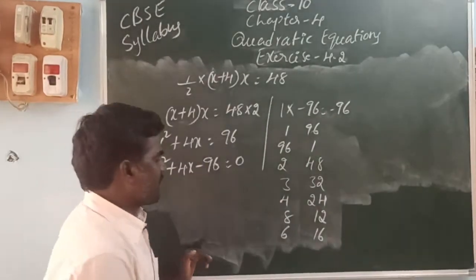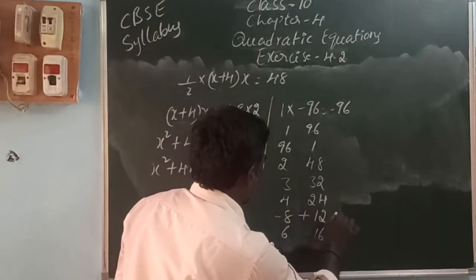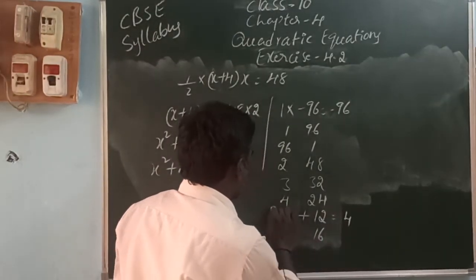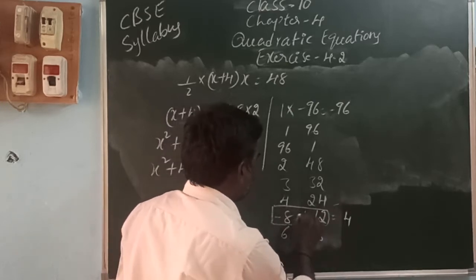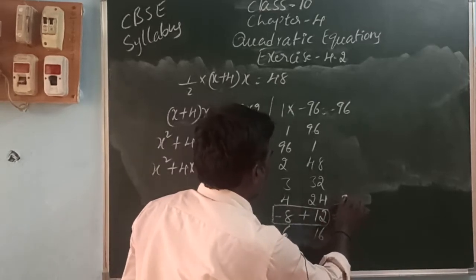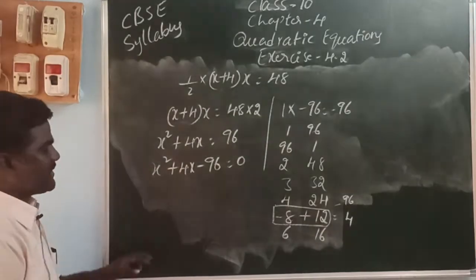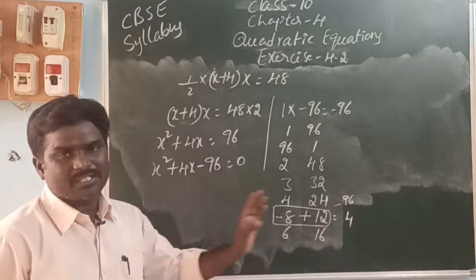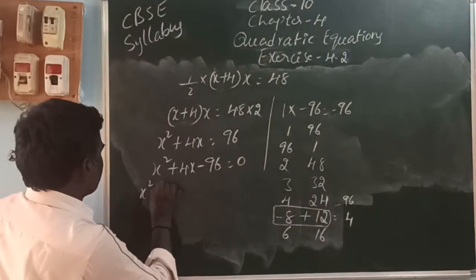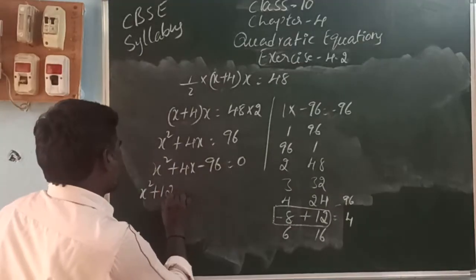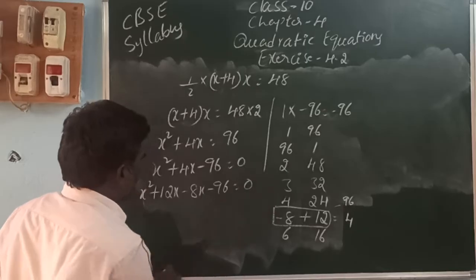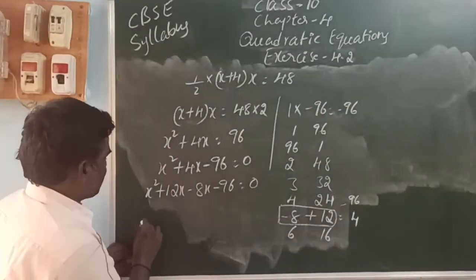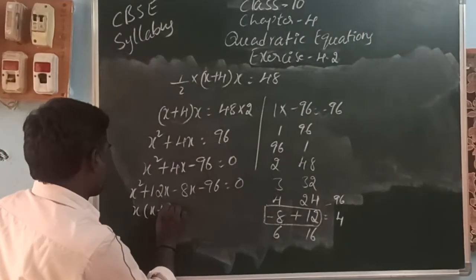4. So that is minus 8 plus 12, which is 4. Multiplying minus 8 and plus 12, 12 eights are 96. So in place of 4 we can write minus 8 plus 12. So that is x square plus 12x minus 8x minus 96 is equal to 0. In these two terms what is common? x. So that is x of x plus 12.